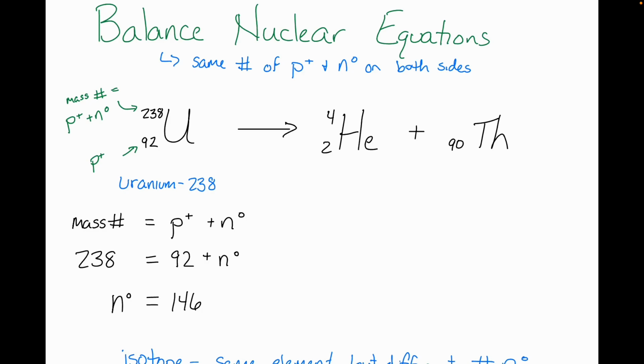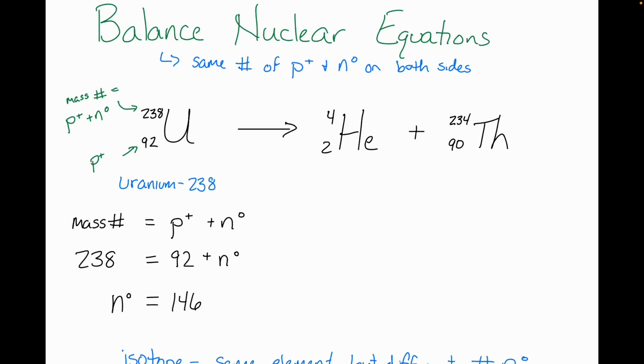All right, and then lastly, I need my mass number. Well, remember, the number of protons and neutrons are conserved. So 238 minus the 4 that ended up over here gives me thorium-234.